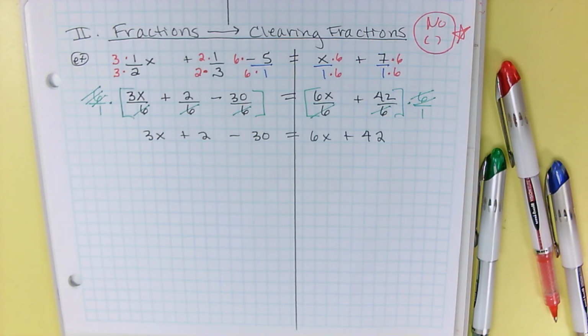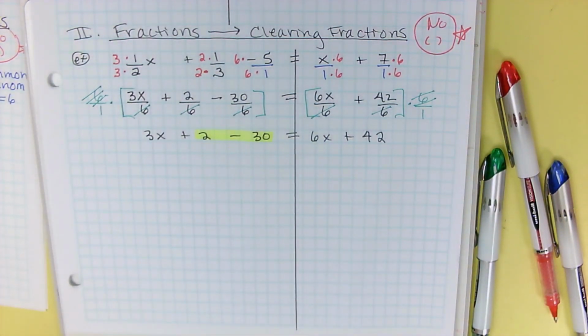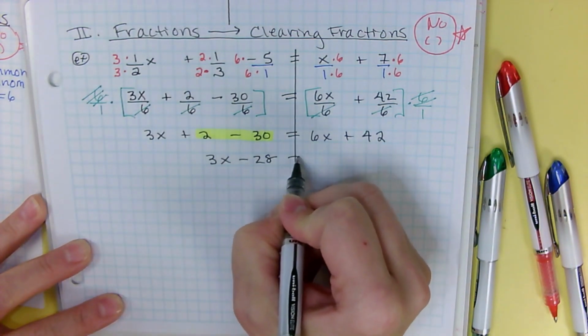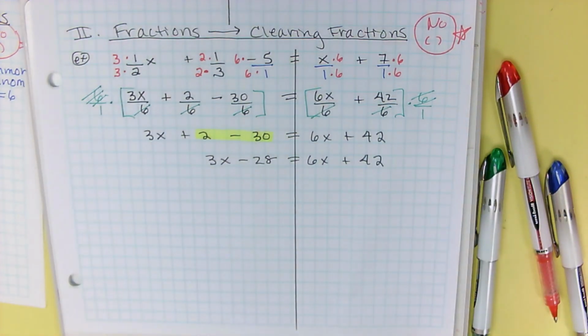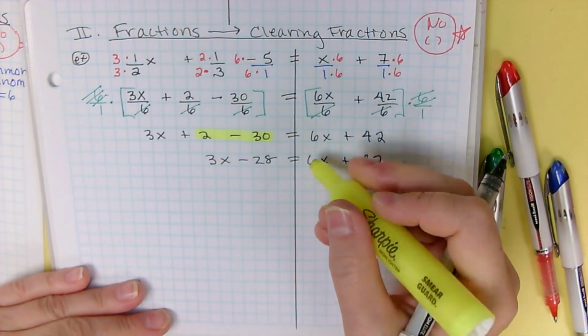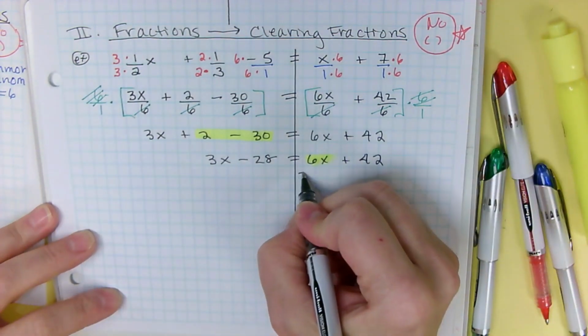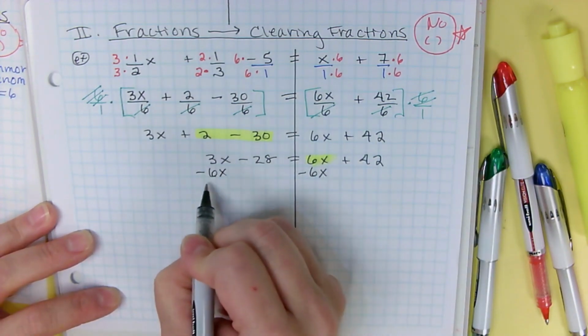So now we're going to actually start our solving steps. This was just simplifying. So I can see that I can add like terms. I can put the 2 and the 30 together. So that gives me 3x minus 28 equals 6x plus 42. We are simplified. So we're going to add or subtract x's left. So the 6x needs to move, use its opposite. We're going to subtract 6x. And then underneath the 3x, we're going to subtract 6x.